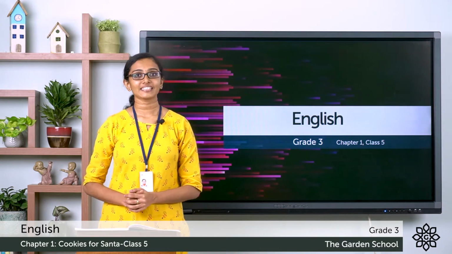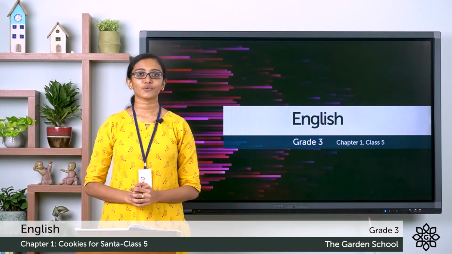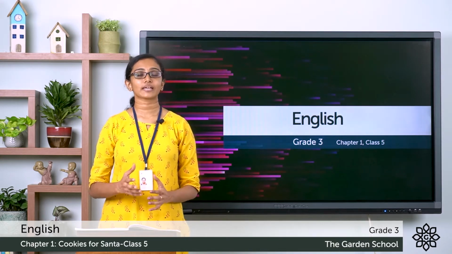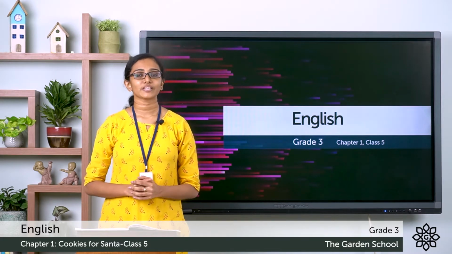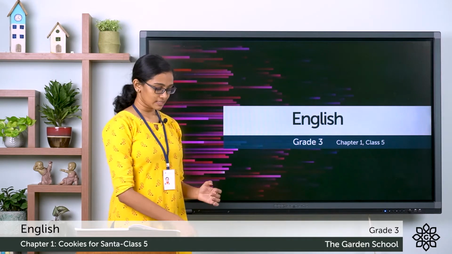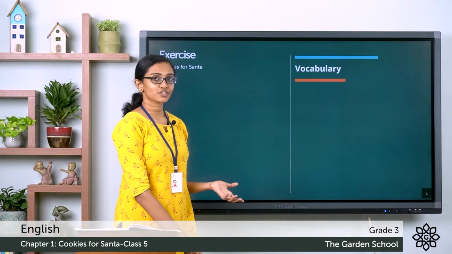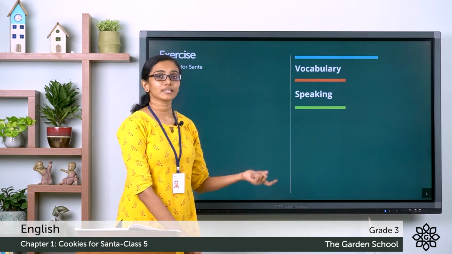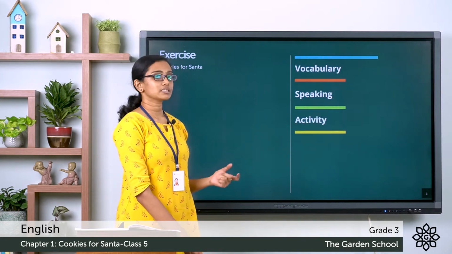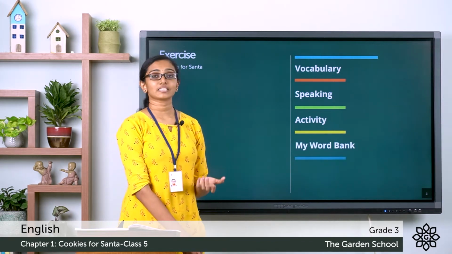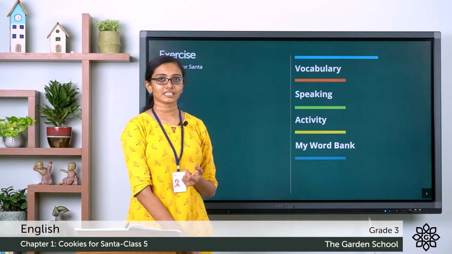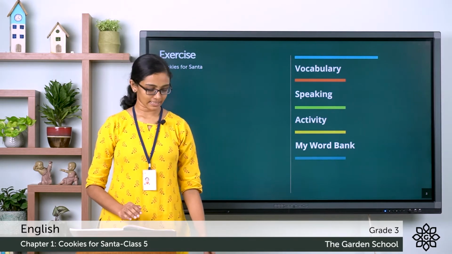In the previous class, we learned the poem Cookies for Santa and we saw a few exercises from the chapter. Today, let's discuss the rest of the exercise. So, we'll be starting with the vocabulary section, then we'll discuss the speaking exercise, then an activity, then we'll finish off today's class by discussing my word bank exercise. So let's start with the vocabulary exercise today.